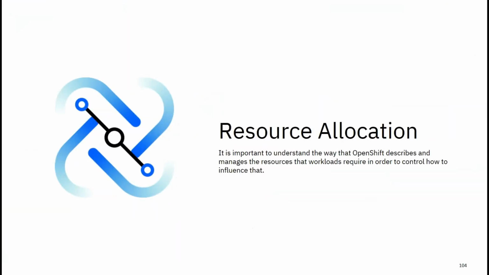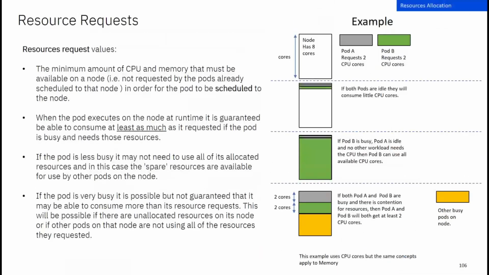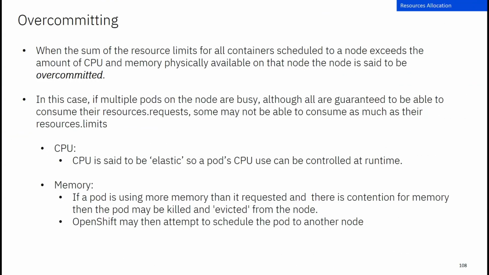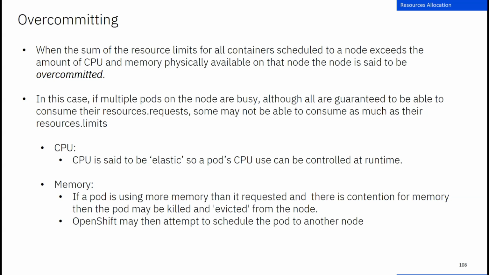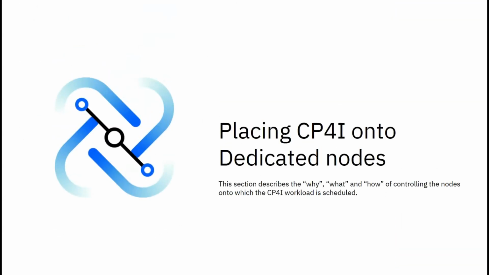OpenShift uses resource requests and limits for CPU and memory to schedule pods and control runtime resource usage. Overcommitting can cause evictions if limits exceed physical resources. Node placement allows customers to control resource pools, prevent workload contention, and optimize licensing. Pods can be scheduled to dedicated nodes using project and cluster-wide selectors.